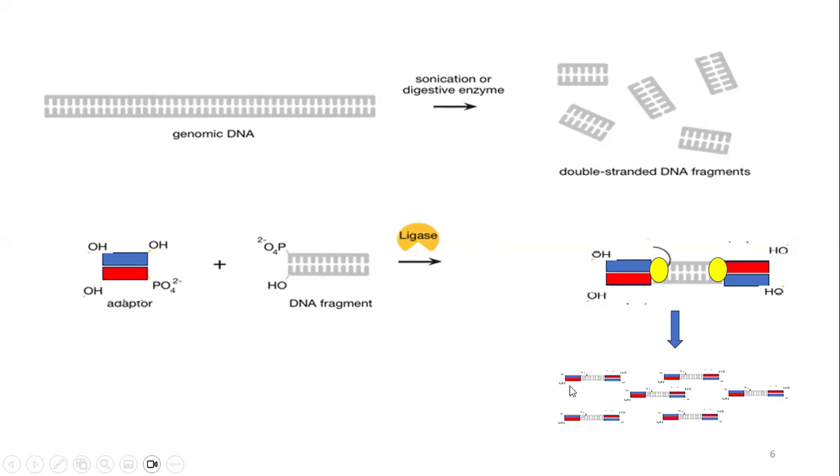Now this is going to result in formation of a library. So library here is this collection of these different fragments, and to each end of the fragment you have attachment of the adapter molecules. Here the two strands of the adapter molecules are represented in different colors. So these two strands are actually complementary to each other. So you can see them attached at either ends of the DNA fragment.